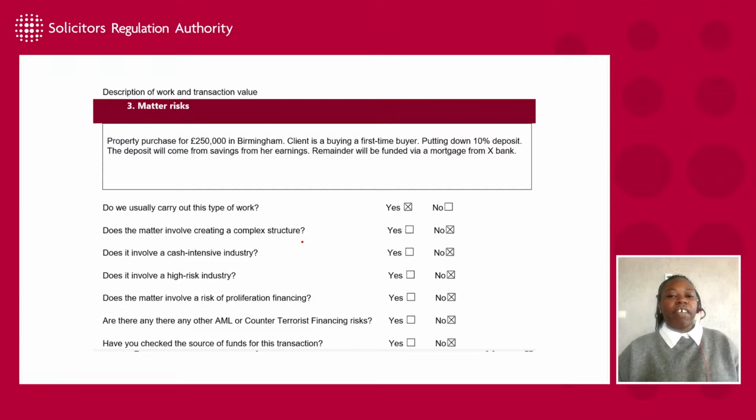This question is asking if money or assets will be exchanged or transferred from one party to another. It's important to note that source of funds checks may still be necessary even if money is not going through your client account. So for example, in a circumstance where the matter you're instructed on involves arranging for the movement of funds or assets from party A to party B.